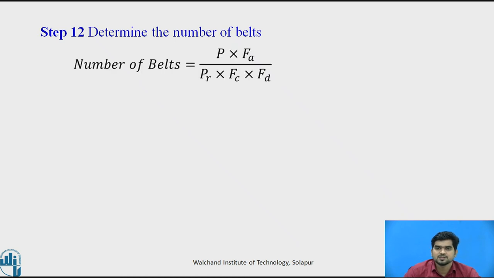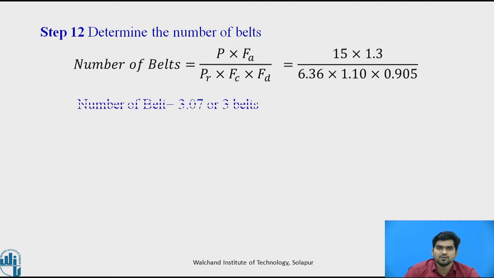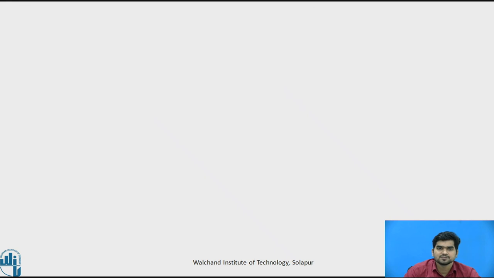In the last step, step number 12, determine the number of belts. The number of belts we get by using this equation. Just put these values and you will get the number of belts as 3.07. So you can take the whole number as 3 belts. So 3 belts are required for that power transmission.